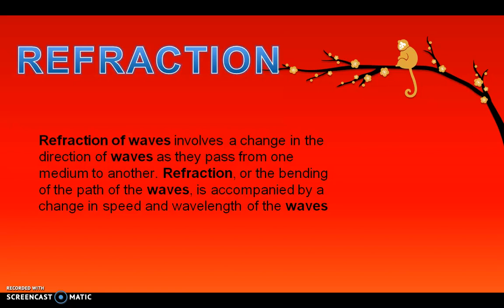So, if the second medium is a transparent medium, and its density is different from the density of the other medium, as waves move from a medium into another medium of different density, it bends, it changes direction. It will not continue to move in its initial path. The path will change, will bend. This bending is what we call refraction.